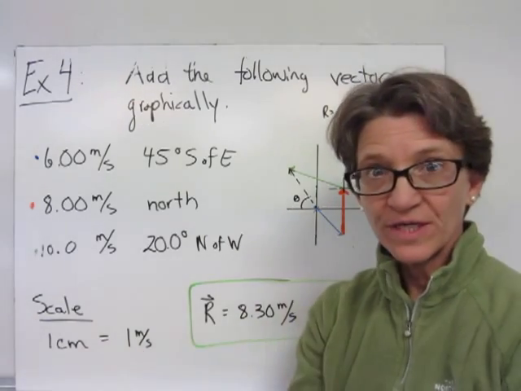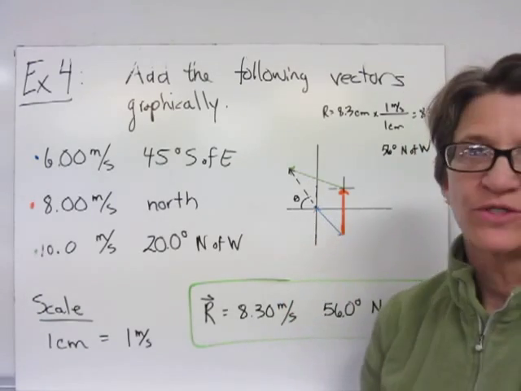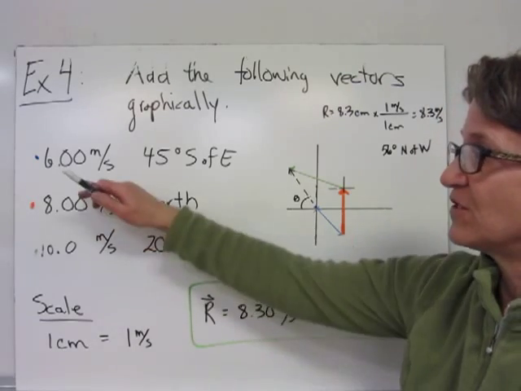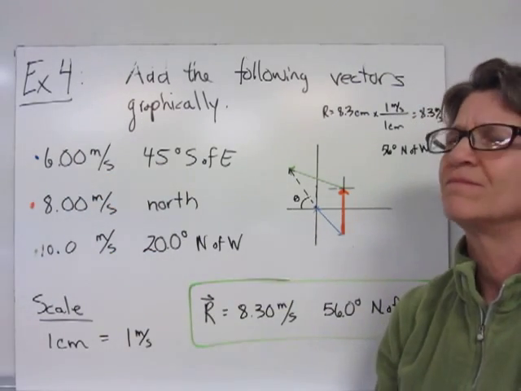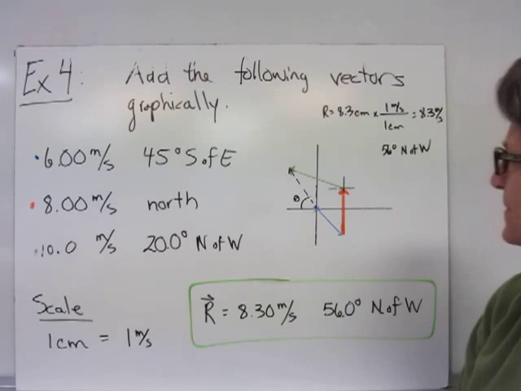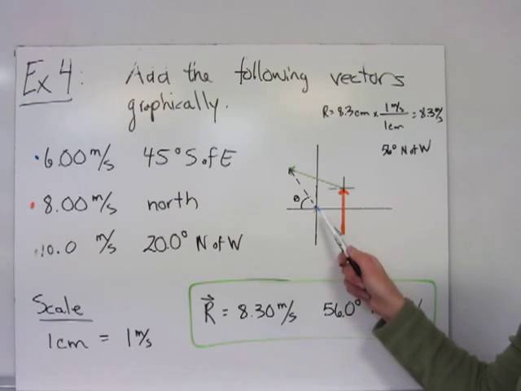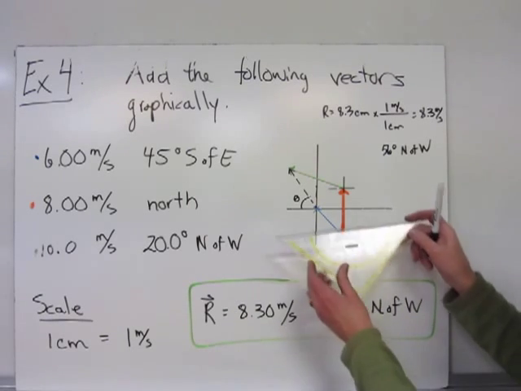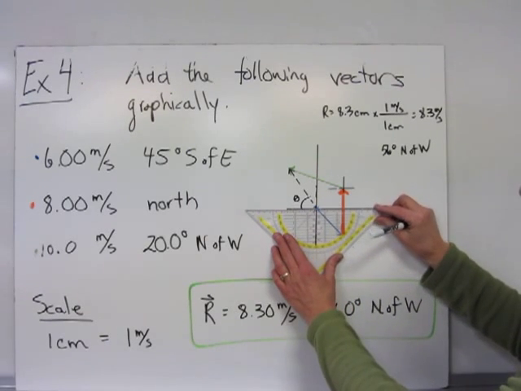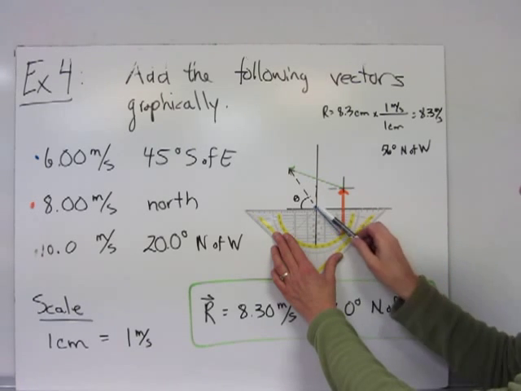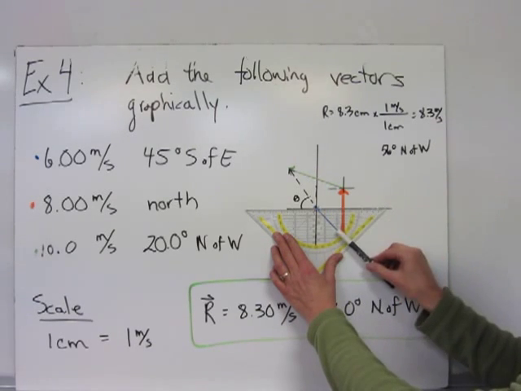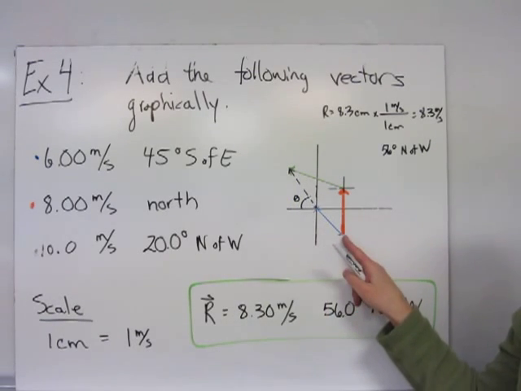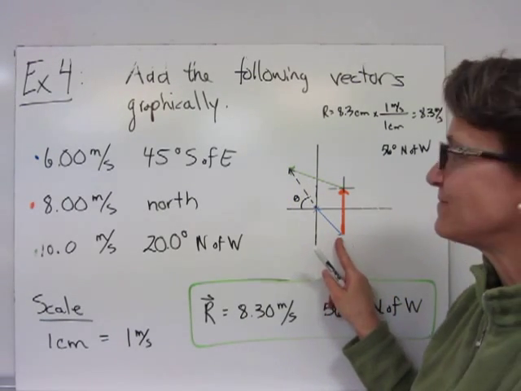Put in your coordinate system. Draw an X where you're starting. It doesn't really matter which one you start with. I've just chosen to do them in order, usually because you do that. My first is 45 degrees south of east. So I used my protractor and went 45 degrees south of east. And then I drew it 6 centimeters in length. I put my tip on it.